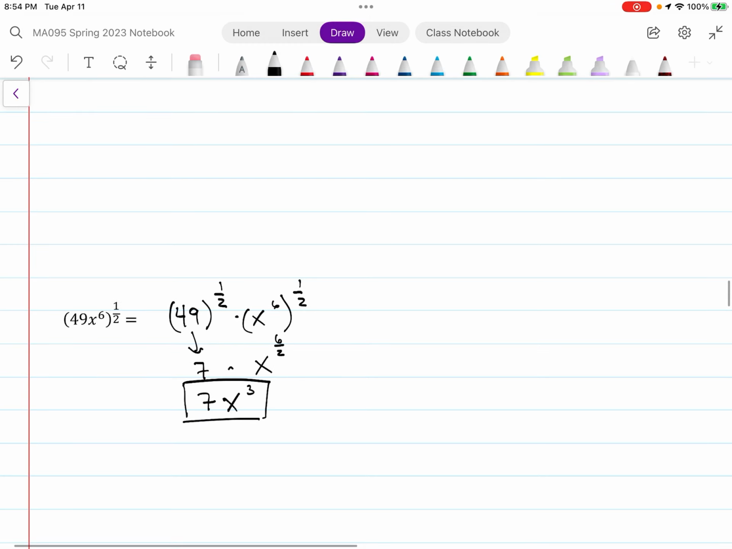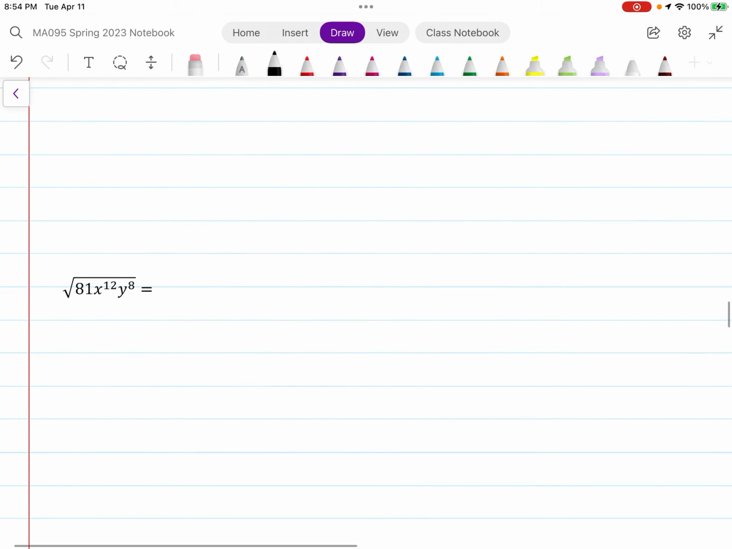You can also do it with radicals. So you could rewrite this, if you wanted to, as the square root of 49x to the 6th and use it with radicals if you prefer. All right, give this one a try.